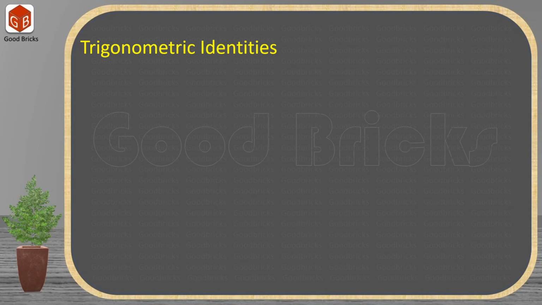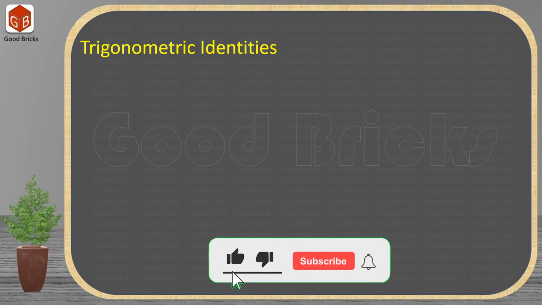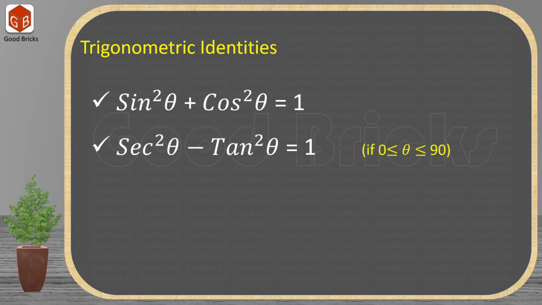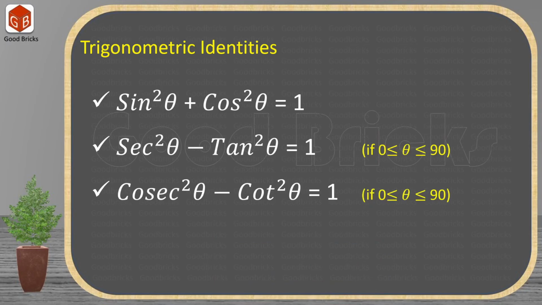Our next key concept is trigonometric identities. In your class 10th, there are only 3 trigonometric identities. What are they? Sin square theta plus cos square theta is equal to 1. Secant square theta minus tan square theta is equal to 1. Cosecant square theta minus cot square theta is equal to 1. So these are the only 3 different trigonometric identities you have in your class 10th.